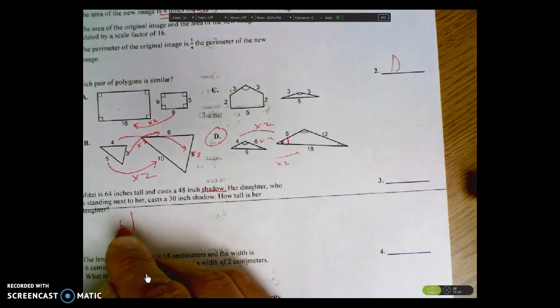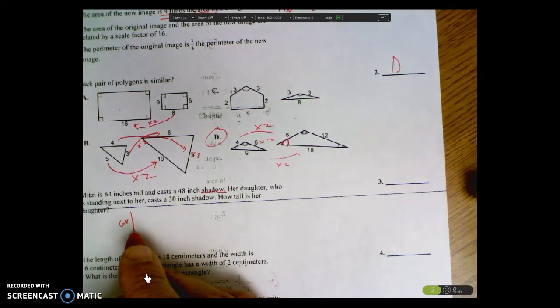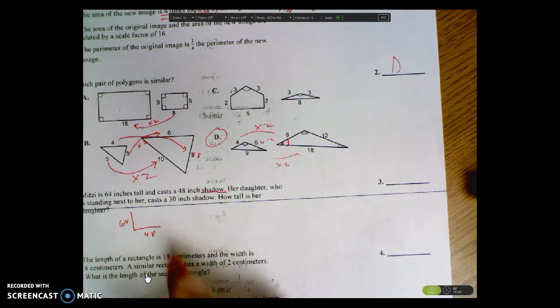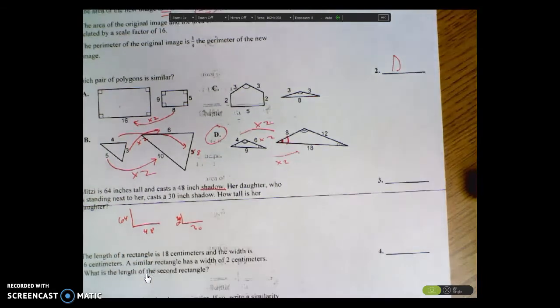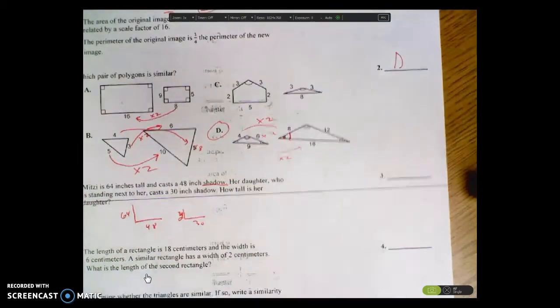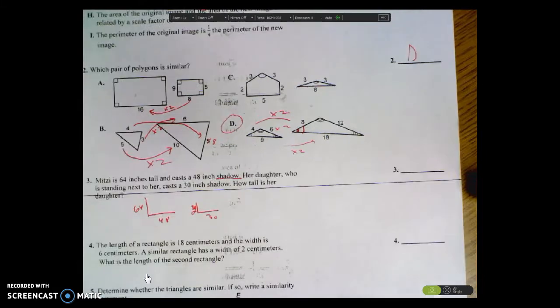So 64 inches tall, shadow of 48. Okay, and then her daughter standing right next to her, she's casting a 30-inch shadow, but we don't know how tall she is. In fact, I'm going to call that Y, just because it's a vertical line.